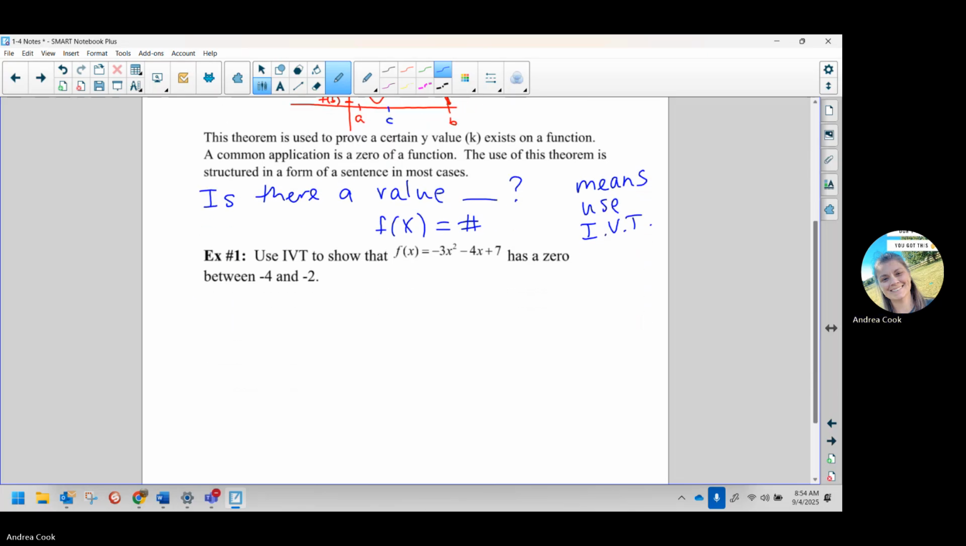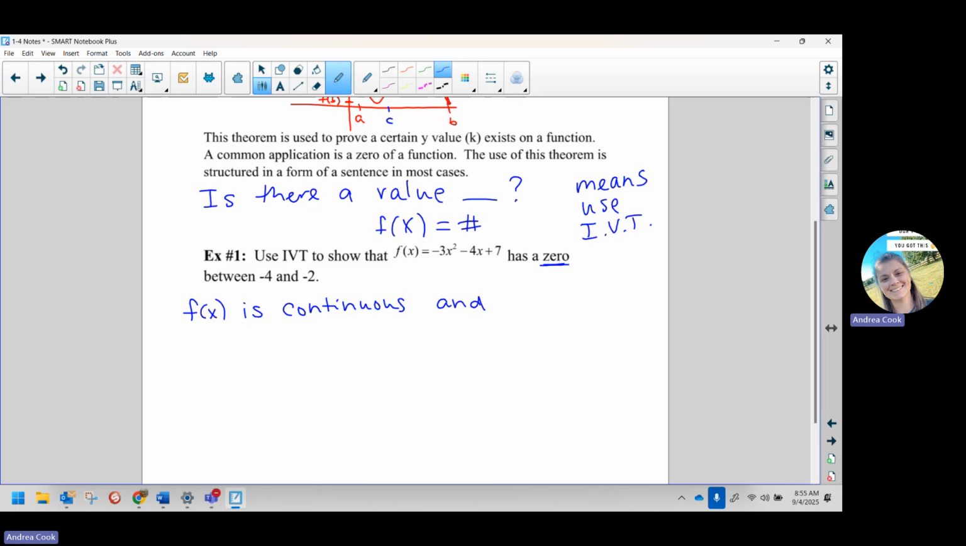So the first hypothesis is that the function's continuous. What is f of x? What is that a graph of? A parabola. What is the domain of that function? All real numbers. So is that function continuous? Yes. So we're just going to say f of x is continuous. And the next thing that has to be true is that the y value you're trying to find is between the other two y values.